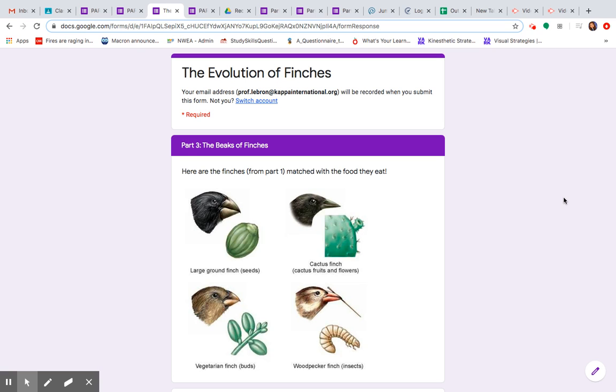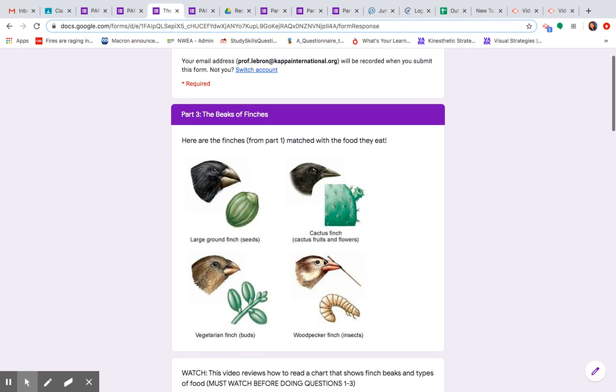All right, so now we've moved on to part 3 of our Beaks of Finches lesson. Okay, so here are the finches from part 1. Remember, we made a prediction about what these different types of finches would eat, and here are the correct answers. All right, so the large ground finch would eat these large seeds, right? Large beak, so we can eat the larger seeds.